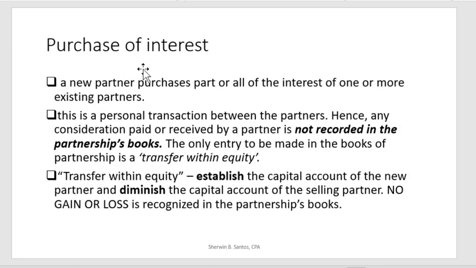So we look at purchase of interest. A new partner purchases part or all of the interest of one or more existing partners. So, i-qualify natin ito. Pwedeng part lang or certain percentage. For example, 30% of the capital or interest of partner A, or pwede ring 50% of capital contributions of A and B, or pwede ring 100% of the capitalization of partner C. So, yun yung qualification when we say purchase of interest.